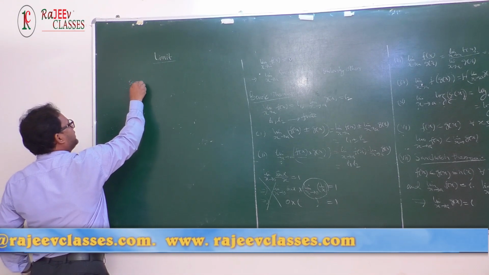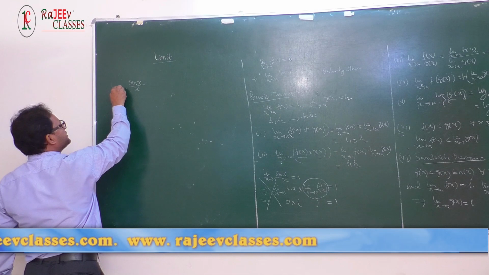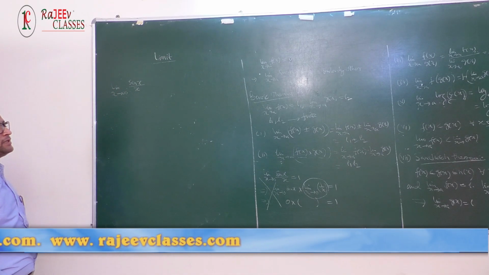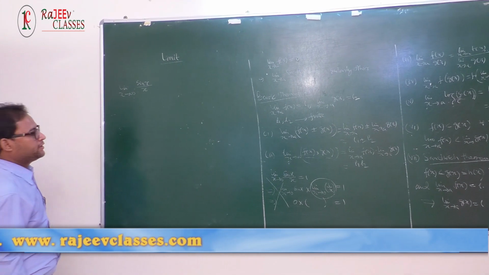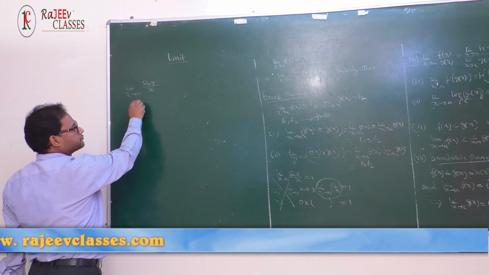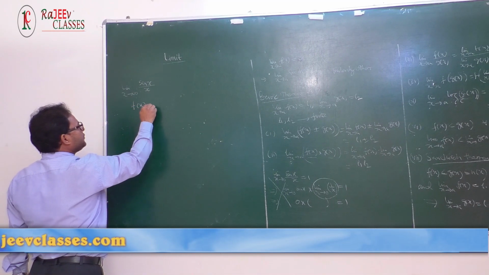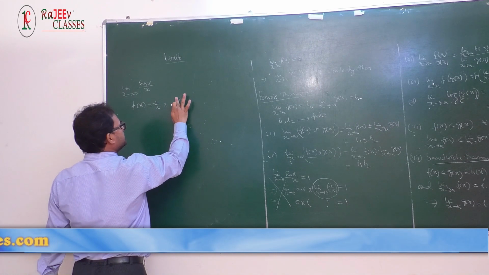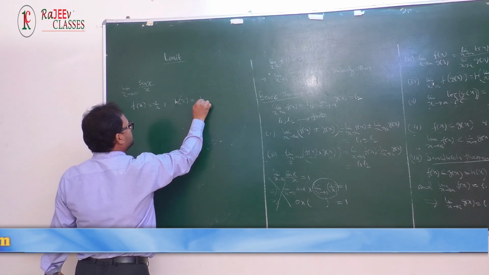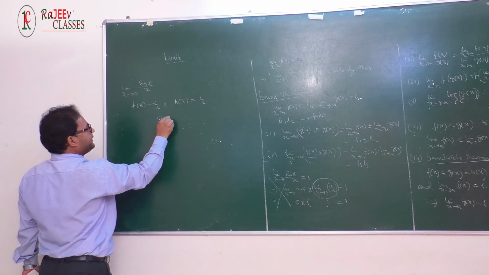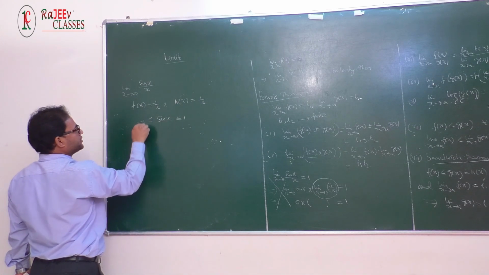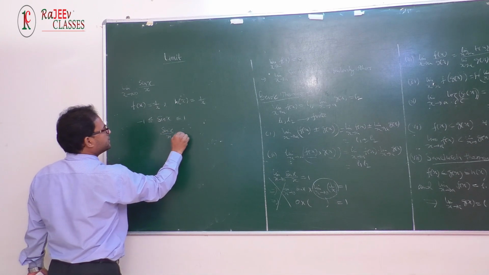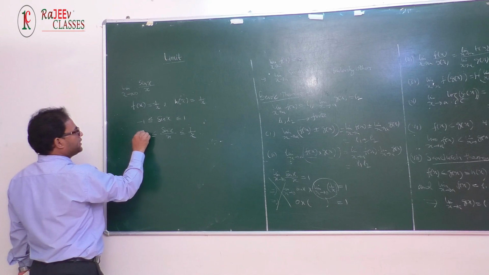Suppose we want to find the limit of sin x by x as x tends to infinity. How do we find this using the Sandwich theorem? What is the limit of this quantity? Now I am taking f(x) as minus 1 by x and h(x) as 1 by x, because we know that sin x is less than or equal to 1 and greater than or equal to minus 1. Now multiplying by 1 by x, we get minus 1 by x less than or equal to sin x by x less than or equal to 1 by x.